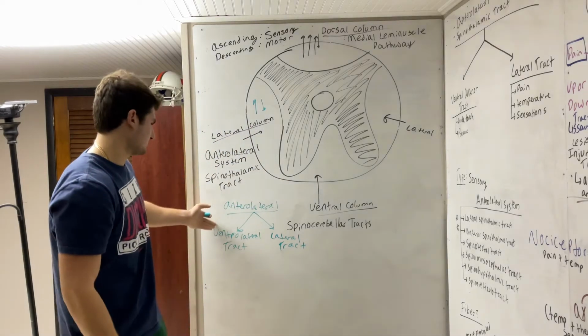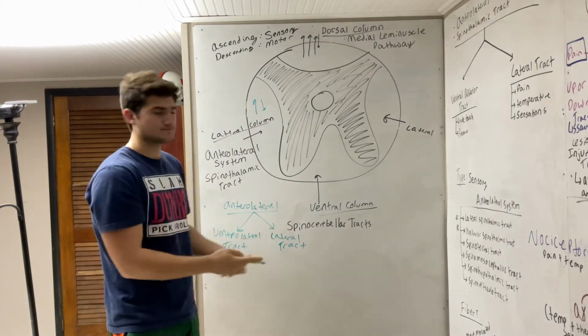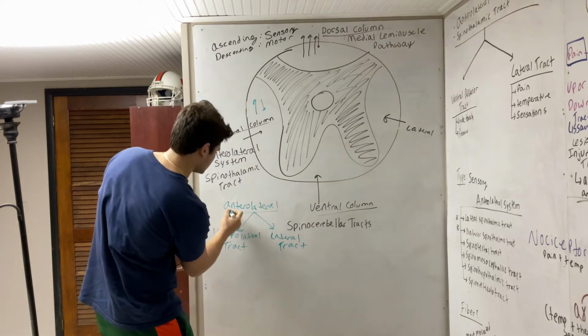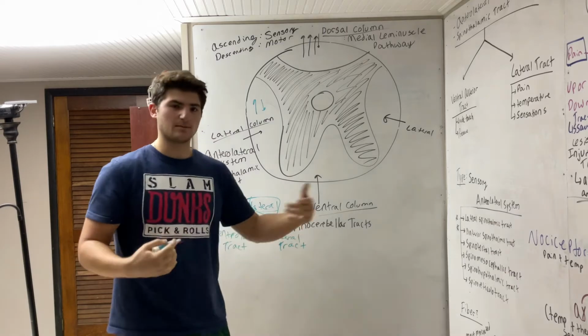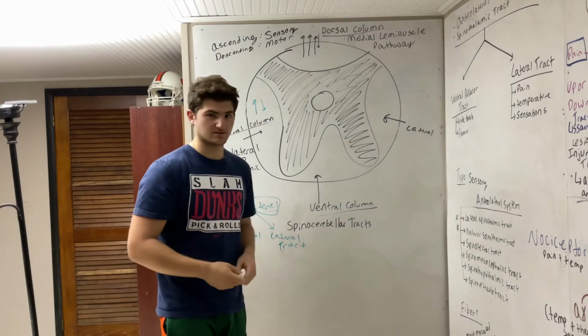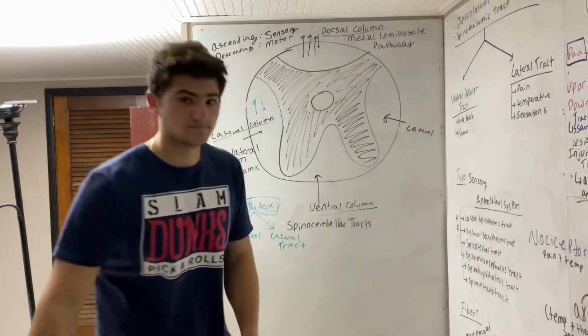Lateral tract. Okay, so that should make sense, right? Anterolateral. So there's going to be a ventral one, so for the front. And there's going to be a lateral one. It's literally in the name. Anterior, lateral, lateral. But I'm going to get into it in the rest of the video. Just wanted to give a little brief overview.